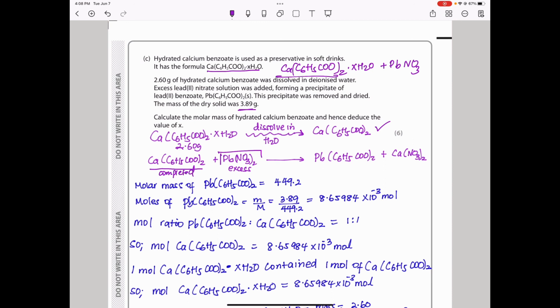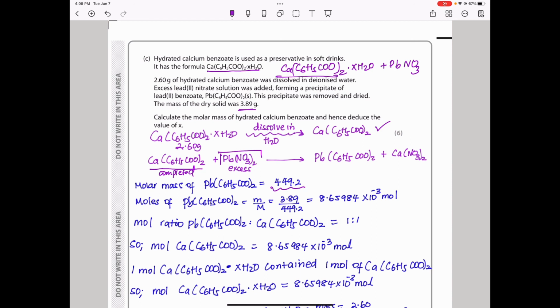So, they gave us the molar mass of the product, which is 449. You can calculate this actually. I calculated this one here by using your periodic table. The carbons are 6, the hydrogens are 5, then there is another carbon, 2 oxygens. Multiply the sum of that by 2 and then add to what you have for lead. You get this as a molar mass.